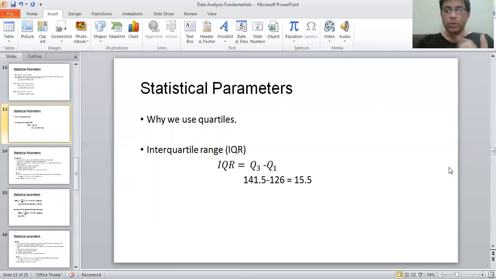So after doing this, our responsibility as a data analyst is to look for the errors, recollect the data, and try to rectify the data if the error is really present. So that's all for the quartiles.